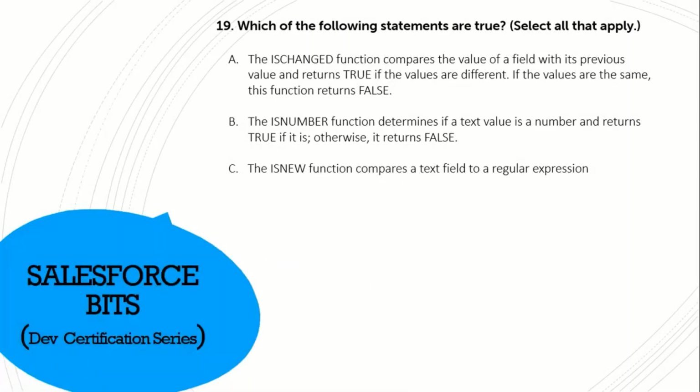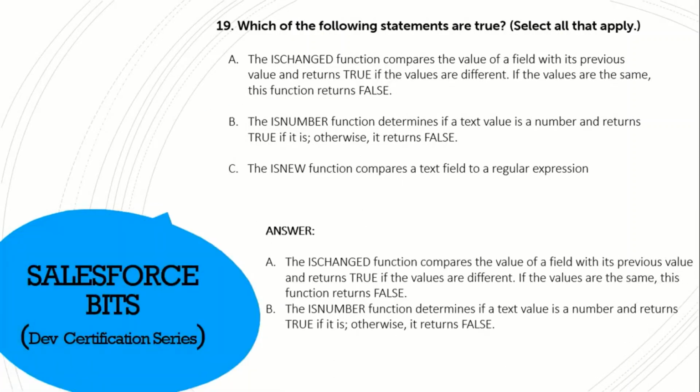Which of the following statements are true? Let's directly go to the true statements. A and B are the true statements. C is not true because C's new function checks whether it's a new value or not, not the comparison to the regular expression.